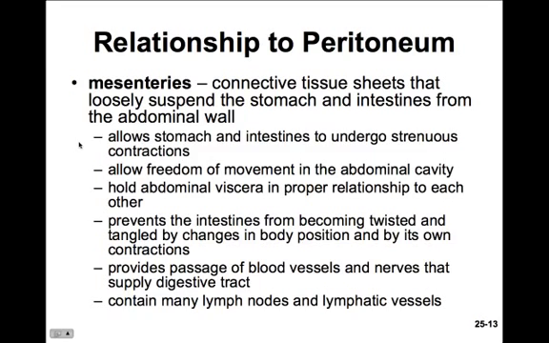They allow the stomach and intestines to undergo contractions, freedom of movement in the abdominal cavity so that as we twist and turn, we don't see twists and tangles in the small intestine. They hold the abdominal viscera in the proper relationship to each other. They form pockets and pouches to hold everything in the right place. And they also provide a passage for blood vessels and nerves that supply the digestive tract, as well as containing many lymph nodes and lymphatic vessels to take care of infection as it arises.